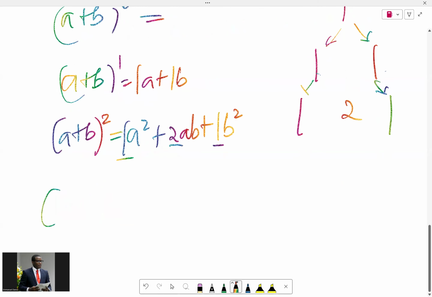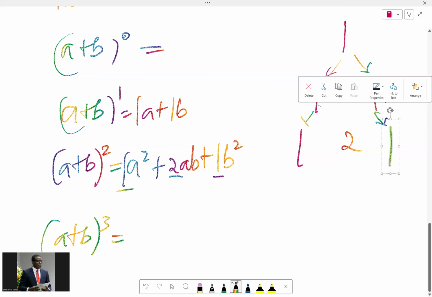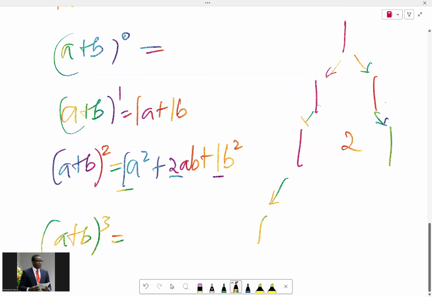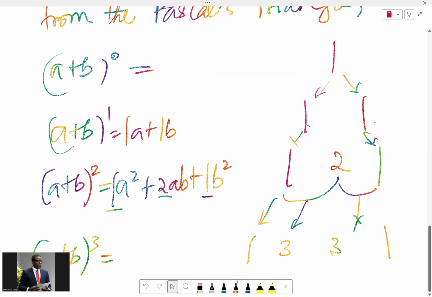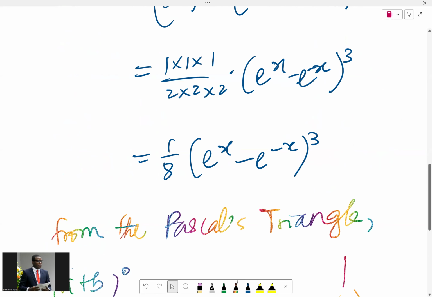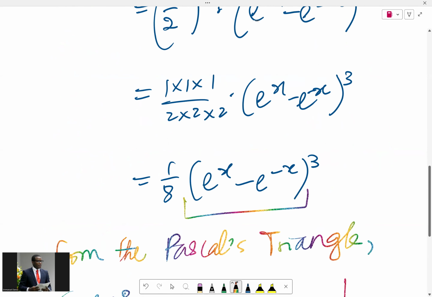So if you're going to have a plus b raised power 3, if you don't have time to expand this, you can already follow the pattern. Drop 1, then 1 plus 2 is 3, then 2 plus 1 is also 3, then drop 1. So 1, 3, 3, 1 will be the coefficients of whatever is raised to power 3. I did that for the sake of e raised power x minus e raised power minus x raised power 3.